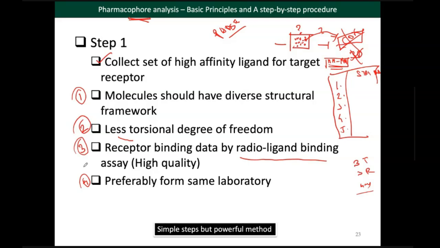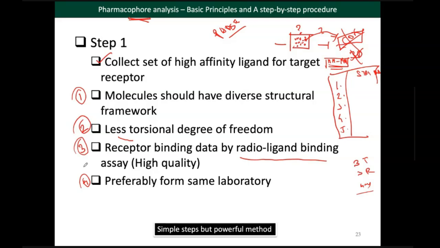The reason is that if you take one data point from an Indian scientist and another from another country, the experimental procedure may change, the pressure and temperature may change. That may have some influence on the binding assay data.